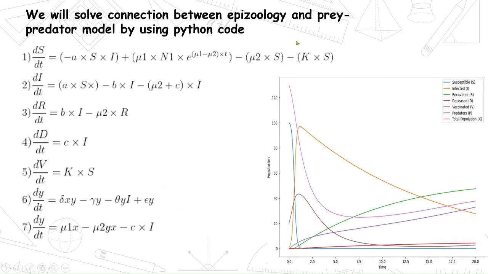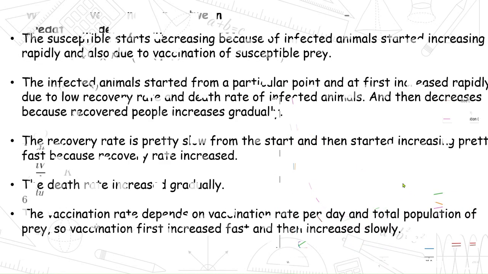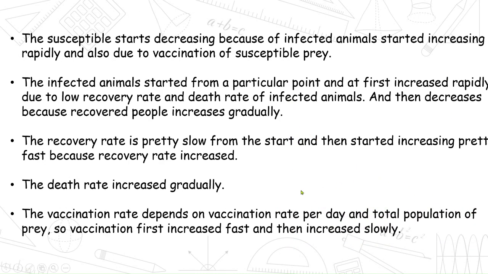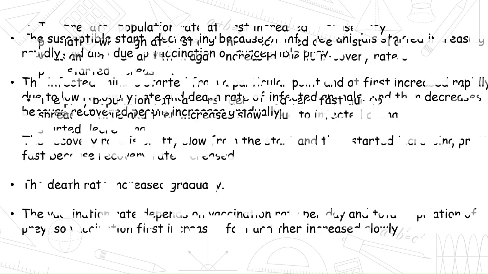As we can see, the susceptible is the same as shown in the previous slide. The newly vaccinated and the total population X show the complicated graph. The death rate increased gradually. The vaccination rate depends on the vaccination rate per day and the total population of prey. So vaccination first increased fast and then increased slowly.